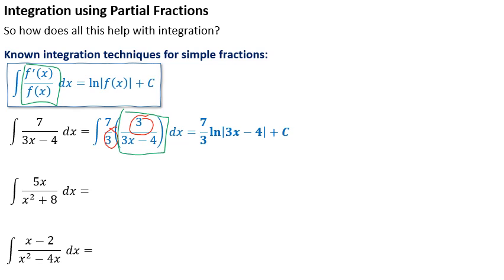So now when I integrate, I can use the rule. 3 over 3x minus 4 integrates to ln 3x minus 4. And we still have the 7/3 out front from before.